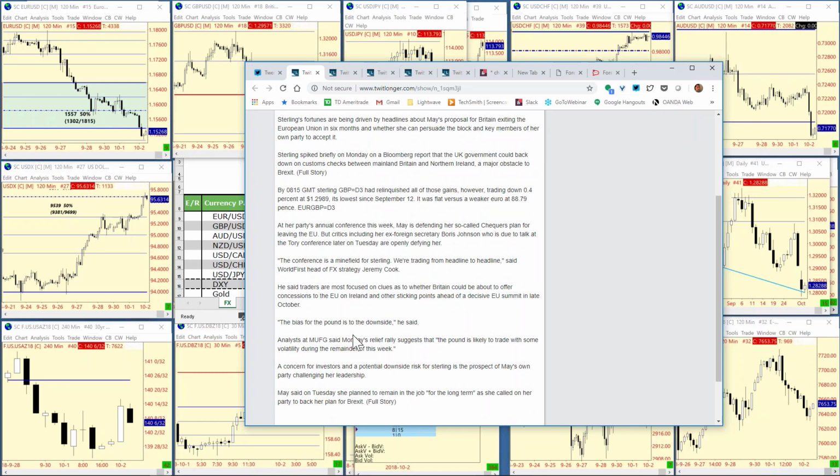The bias for the pound is to the downside, he said. A concern for investors and potential downside risk for sterling is the prospect of May's own party challenging her leadership. And on to the euro.